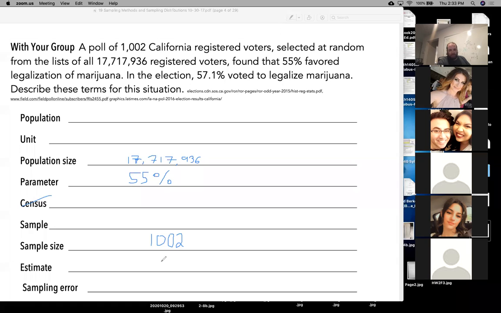What's the estimate? 57.1%. 57.1 what? Percent. Voted to legalize marijuana. 57.1%.